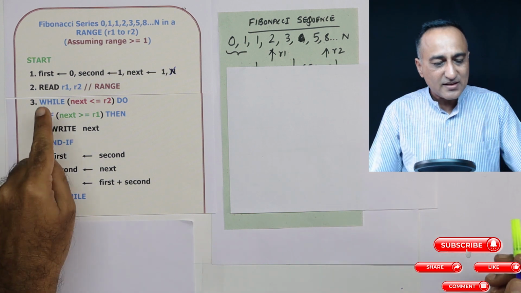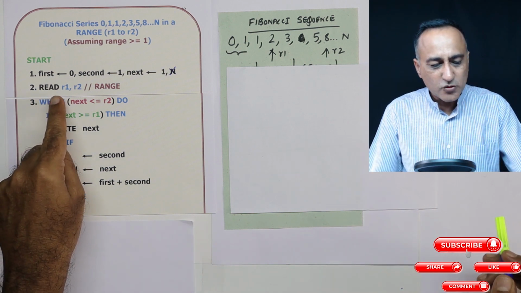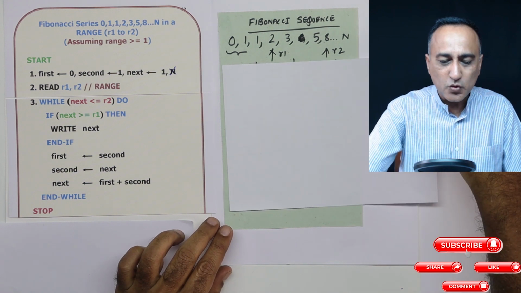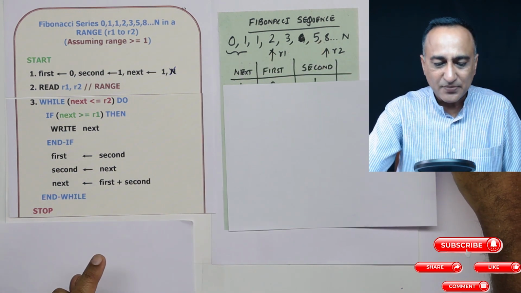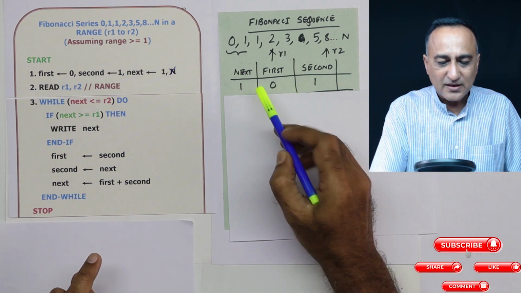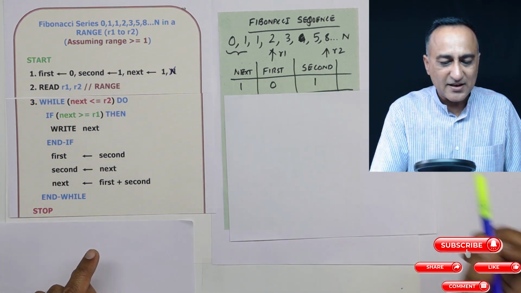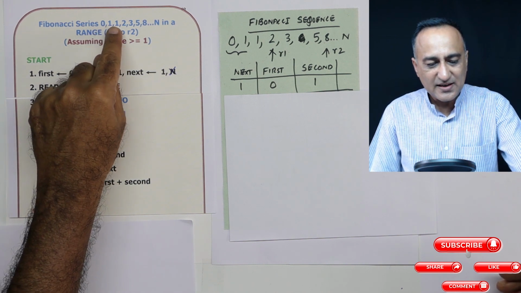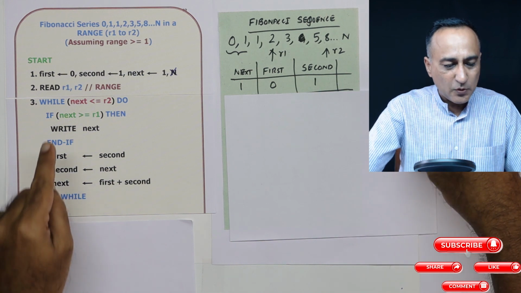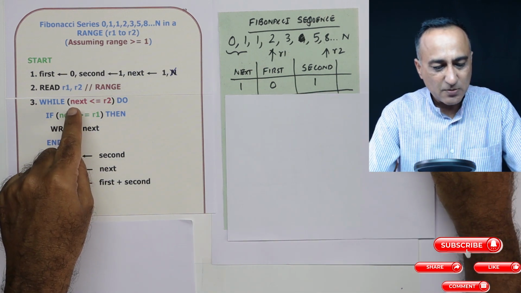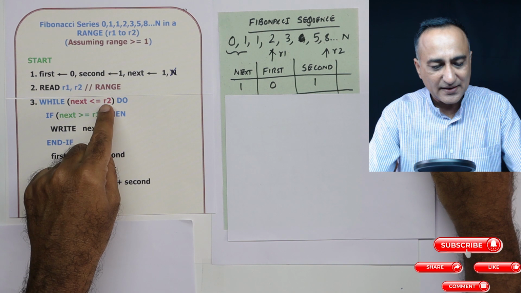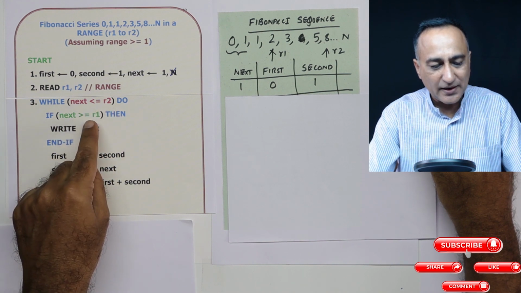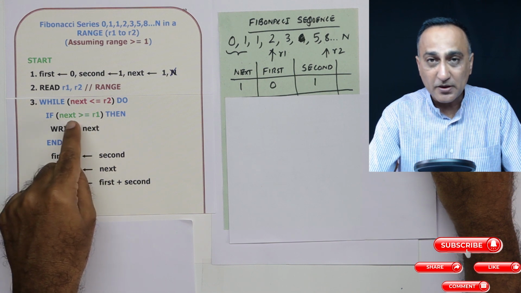What I have done here is, I have asked the user to enter R1 and R2. Let us say the user enters R1 as 2 and R2 as 8. The initial step is, next is 1, first is 0, second is also 1. So this is first, this is second, this is next. Now, next is how much? 1. Is 1 less than or equal to 8? It is true. So I am coming in here. Is 1 greater than or equal to 2? This is false. So I am not printing 1.